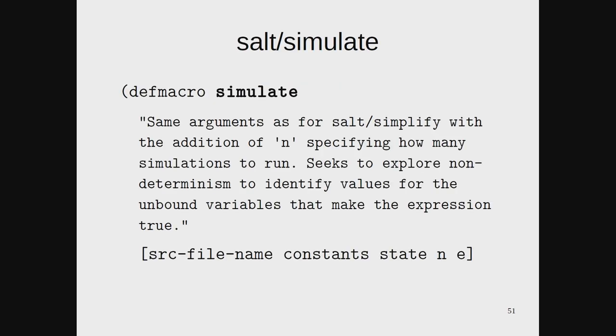That was simplify. Simulate is very similar to simplify. Again, the signature is the same as the one we just saw. You pass in the source file, constant state. Now you add in this n. That's the number of simulations it's going to run. Whereas the other one was algebraically trying to analyze the code and figure out what the minimal equivalence was, this one is going to, in a very crude way, try to sort of randomly pick, not quite randomly, but try to resolve the non-determinism to identify values for the unbound variables that make the expression true. And it's going to try it n times to do this.